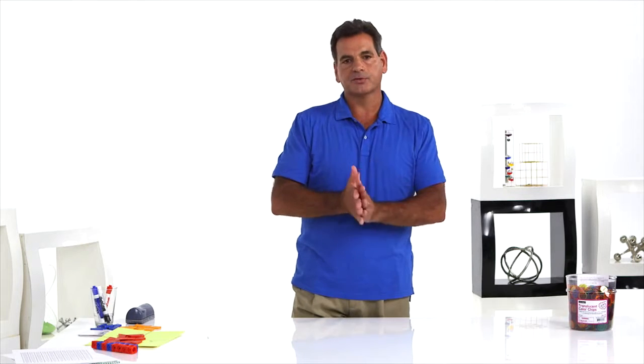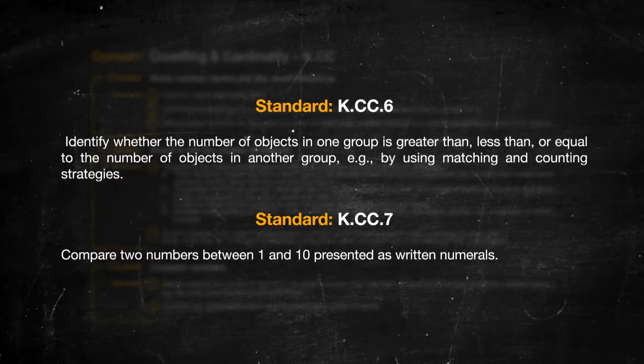Now on to standards 6 and 7. In these standards, we want the students to use both matching and counting strategies to compare the objects in a group. We also want them to be able to compare two numbers represented by numerals. We can do both of these things at the same time. Using shapes in games and activities in kindergarten is an easy way to connect all domains to the geometry domain.